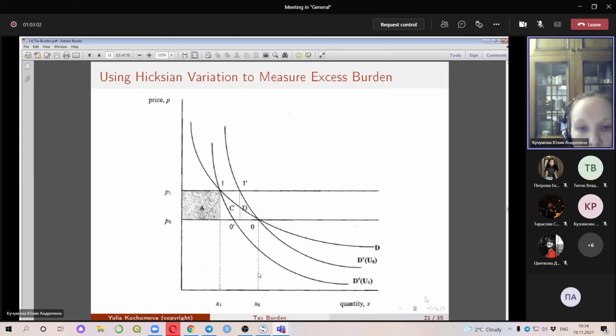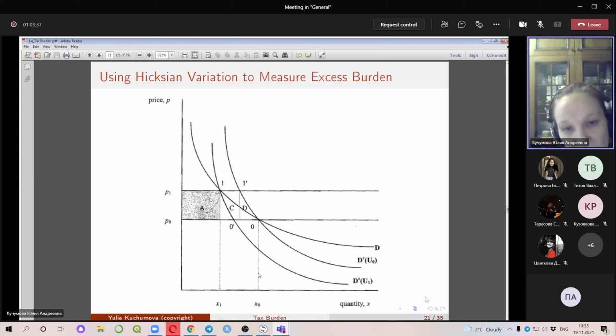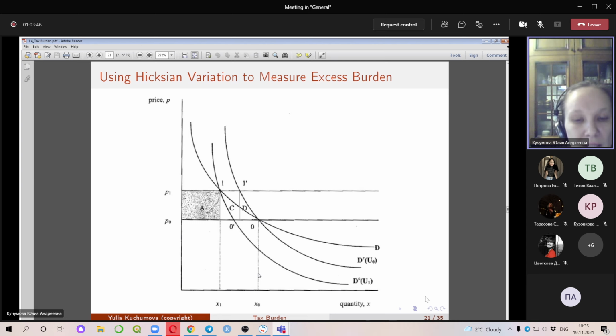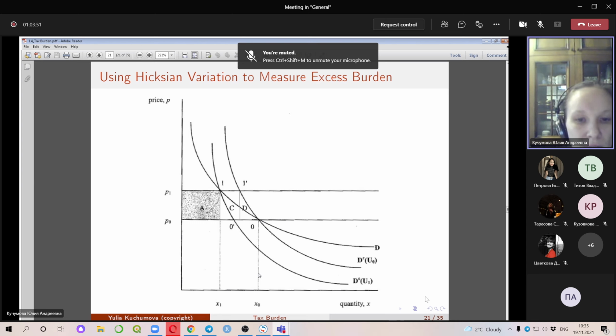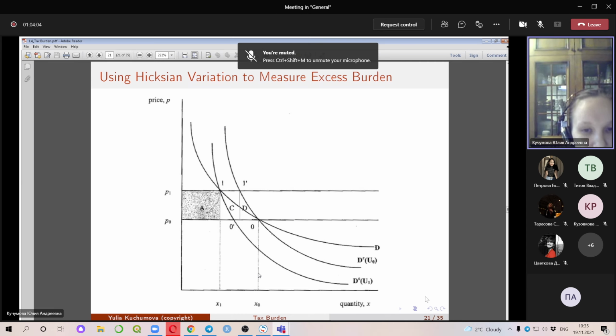So with that, let us assume that the tax is already in place. So we start from point one and then remove it in such a way that we fix the utility at level U1. To represent that, we need to draw the compensated demand curve through point one, right? It's denoted here by DC of U1. Then the demand will change from point 1 to point 0 prime, right?